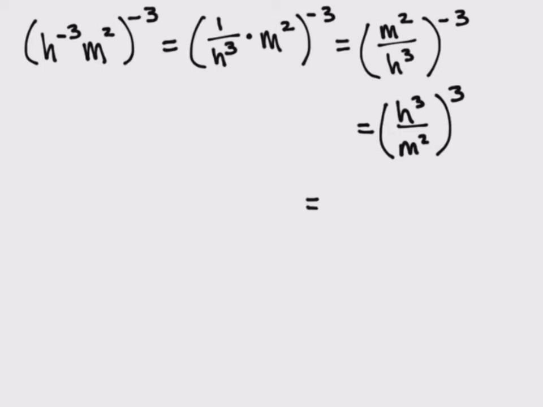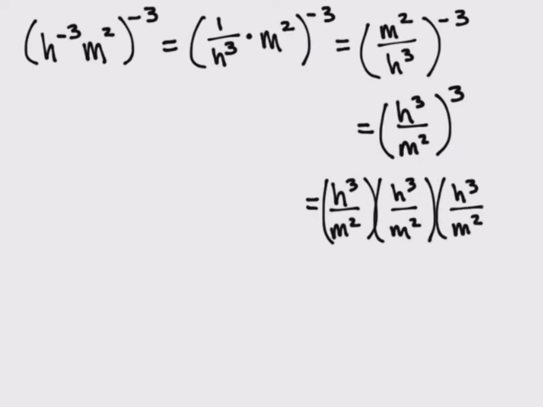And we know what it means to raise something to the third power. It means take that base, in this case h to the third over m squared, and multiply it by itself 3 times. And we end up with h to the ninth power over m to the sixth power. It's kind of like that 3 as an exponent applied to both the h to the third and the m squared.